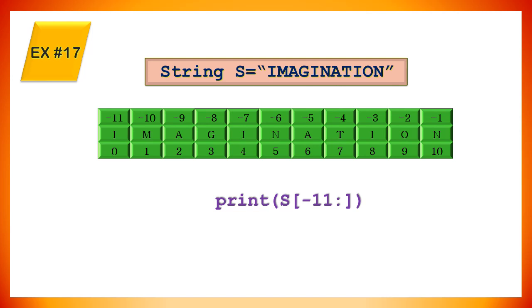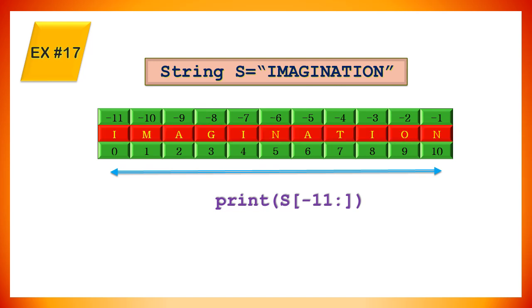Similarly, example number 17, we can see that S[-11:]. Minus 11 is what? It is index 0. So again 0 colon nothing, that is nothing has been mentioned in the end index. So again we will generate the indexes from 0 till the last index, which is 10. Same output, IMAGINATION will be appearing.